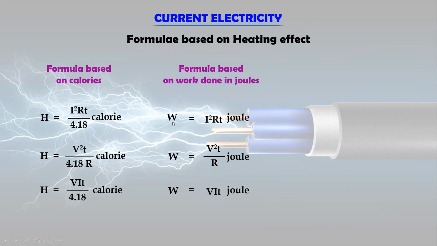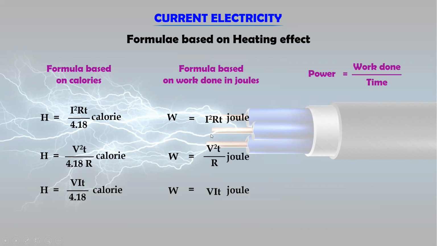So we know heat energy, and simply here it is work done. We know work done is nothing but energy. So we can say the formula is I square RT, V square T upon R, VIT. Similar, the same is for work done, the same is for heat energy, right? And from this we can even derive power. We know power is work done upon time.